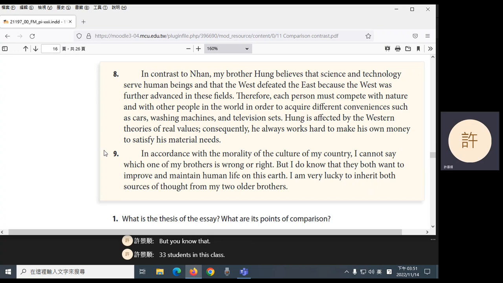Okay, let's look at the conclusion of this essay. So we've looked at the appearance, personality, and attitude toward life of the two brothers. What does the author want the reader to take away?